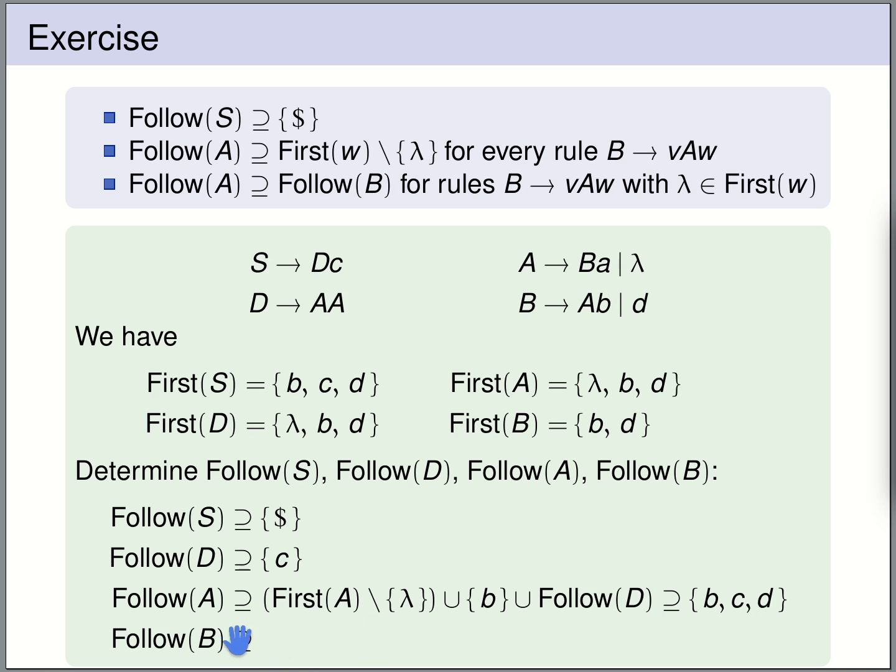Now we have to compute follow of B. We have one occurrence of B in the right hand side of a rule. This occurrence of B is followed by the word A. This gives us the second clause. In the second clause, the A is now the W. So first of A just consists of A. So follow of B just consists of the single letter A.